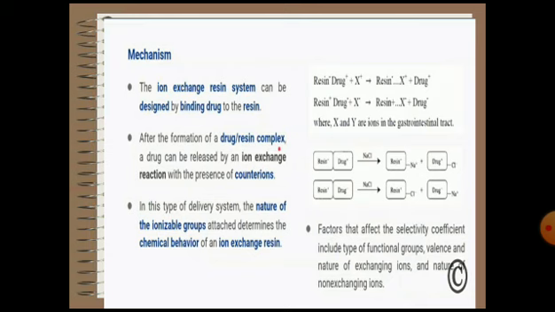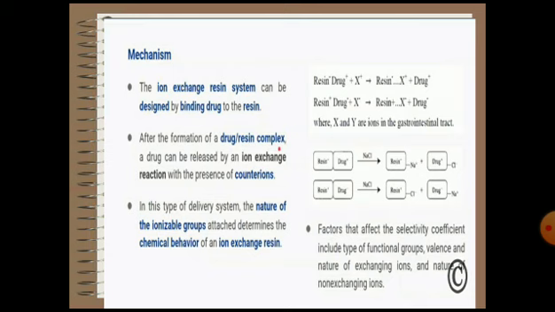After the formation of the drug resin complex, the drug can be released by an ion exchange reaction in the presence of counter ions. I'll tell you how we are going to do that. First, let's get to know the mechanism. Just imagine we have formulated an ion exchange resin complexed with the drug molecule. So we have that drug resin complex now.